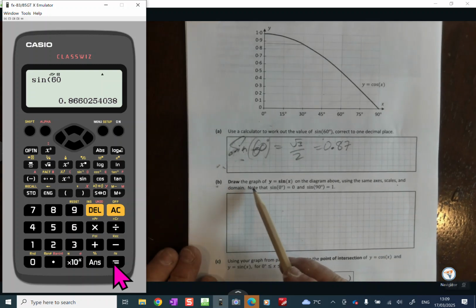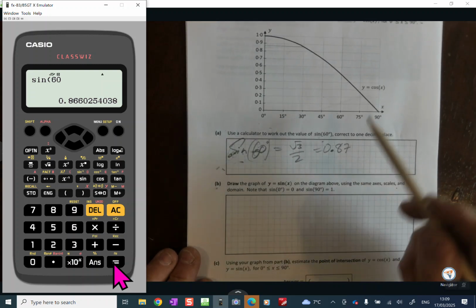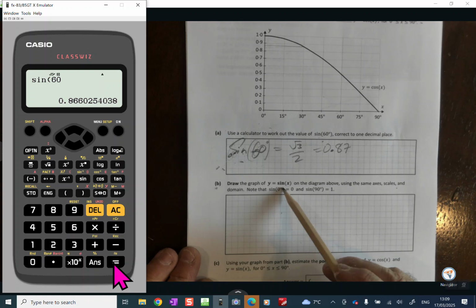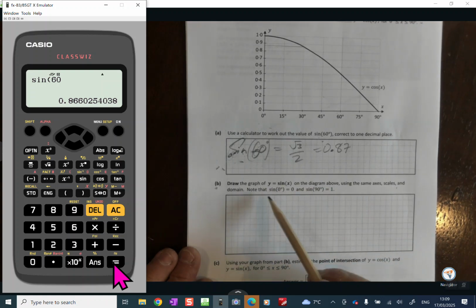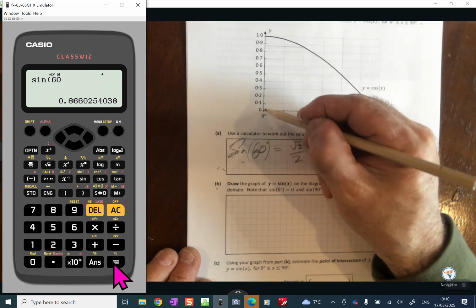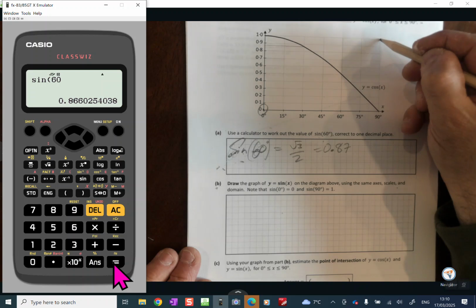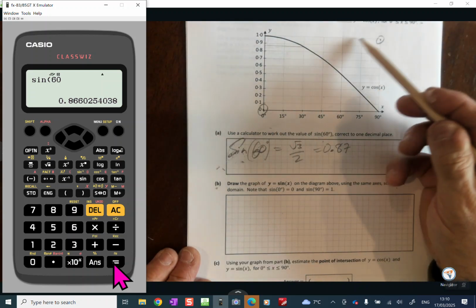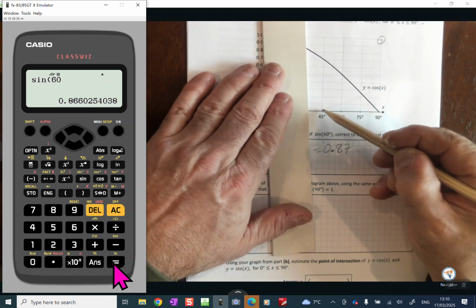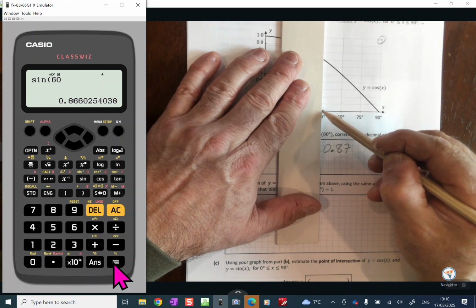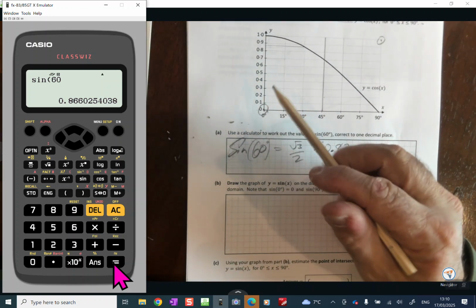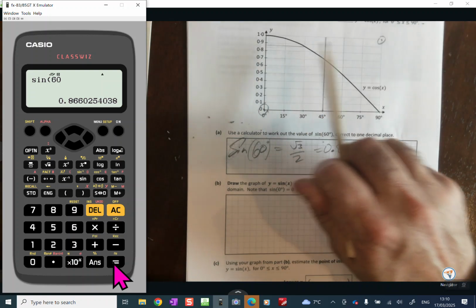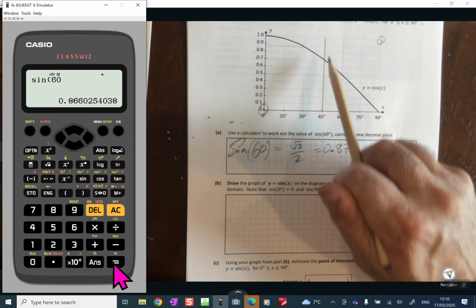Now we're to draw the graph of y equals sine of x. This was cos x, and this is sine of x on the diagram above, using the same axis, scales and domain. They tell us that the sine of 0 is 0 and the sine of 90 is 1. So they tell us these 2 points exist. And that's not a surprise, because in fact we could just use this line of symmetry here and do the function's axial symmetry in this line.